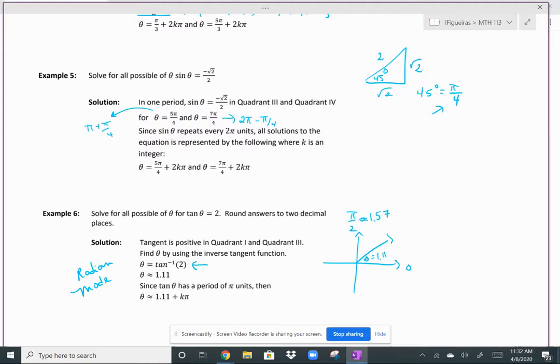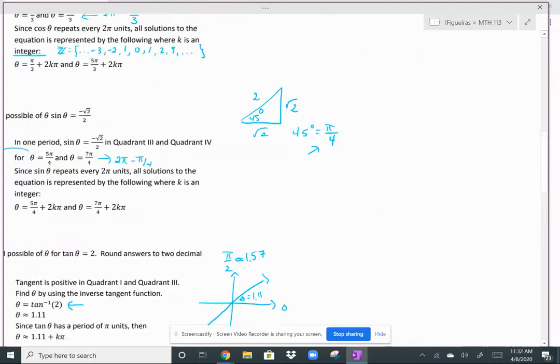All right, but here we can handle tangent a little bit differently than we did sine and cosine in the previous examples, where we had to present 2 different answers and then add 2 pi k units to it, because tangent has the same sign in opposite quadrants, so in quadrants 1 and 3.